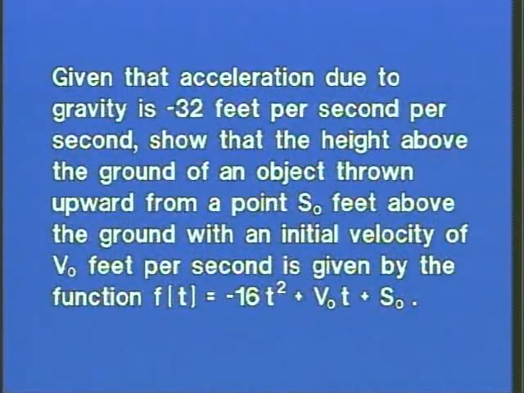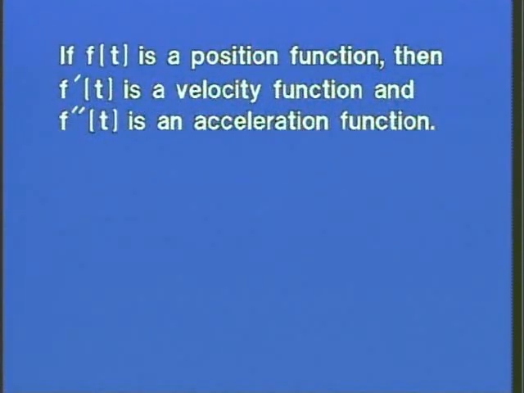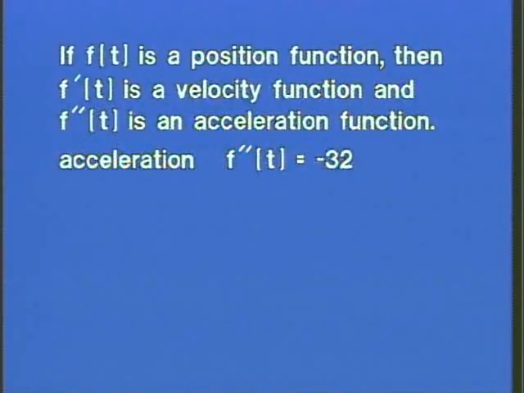Now, it's essential in this problem to realize certain relationships regarding position, velocity, and acceleration. You may recall from the last chapter that if f is a position function, then f prime is a velocity function, and f double prime is an acceleration function. And in this problem we're given the acceleration function, and we want to work our way back to the position function. So we're starting with the idea that acceleration, which was given to us as negative 32 feet per second, is this. And so we start out with f double prime of t is negative 32.